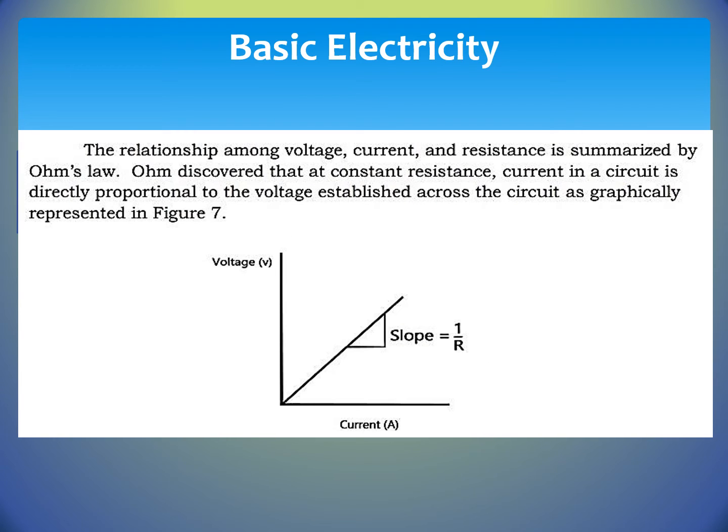Alright, so the representation here of figure 7, the relationship among voltage, current, and resistance is summarized by Ohm's law. Ohm discovered that at constant resistance, so it means to say that the resistance is not changed in a particular unit, the unit that I'm referring to is the appliance, for example. So the current in a circuit is directly proportional to the voltage established across the circuit, as graphically represented here.